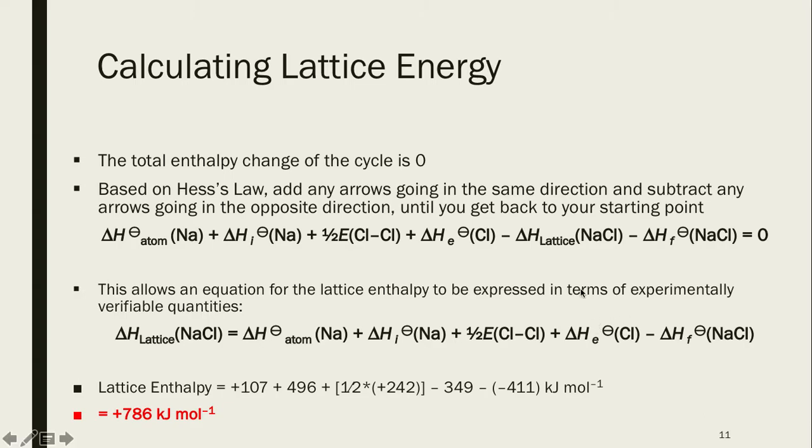We are looking for the lattice enthalpy, this delta H lattice. So this is my x, my unknown. So I can rearrange the equation to solve for this. When I put everything to one side and get lattice enthalpy by itself, we get this equation. Then I can just plug in the numbers from the cycle or from the data booklet or from the problem itself, plug in exactly what's given. And when we do this, we will calculate the lattice enthalpy to be positive 786 kilojoules per mole.